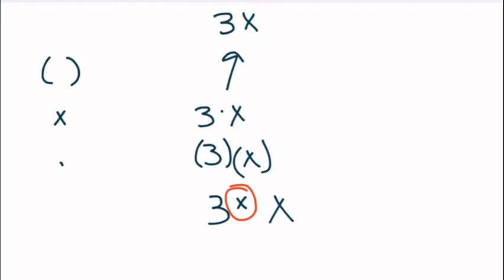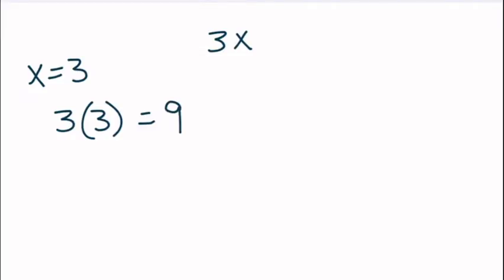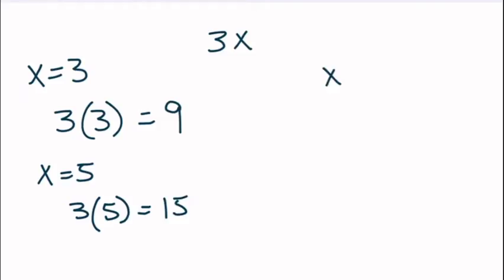So let's try 3x with x equals 3. So if x equals 3, we're going to replace the x with the 3, and 3 times 3 is equal to 9. Let's do x equals 5. So 3, and then replace the x with 5. And so we would be doing 3 times 5, which is equal to 15. Our next number is x equals 1. 3 times 1 is simply 3.